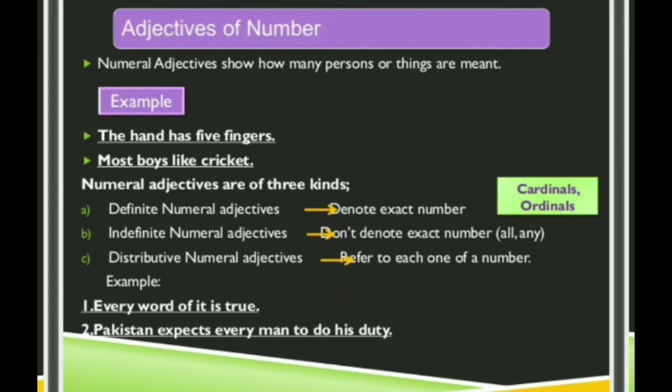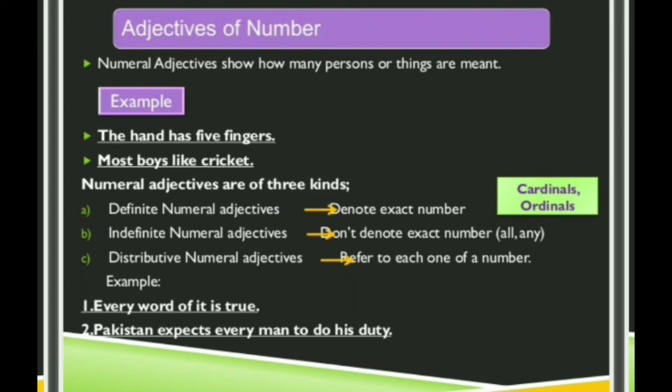An indefinite numeral adjective means the number is not denoted. For example, if you ask me how many students were there in the class, and I say, most of them were present today. Here I don't have a specific number, but I'm using words like most, none, all, or any.